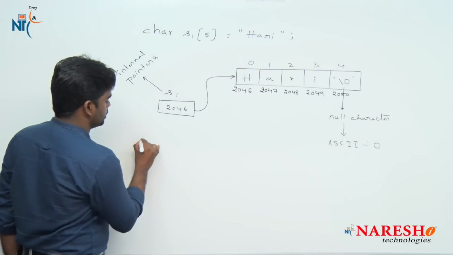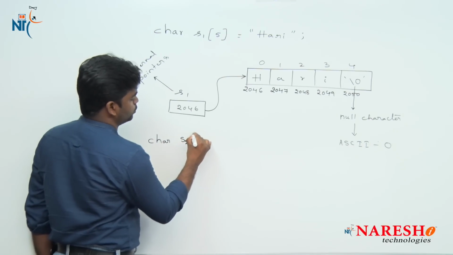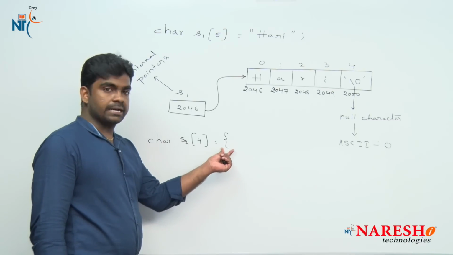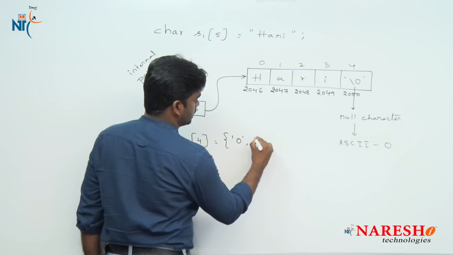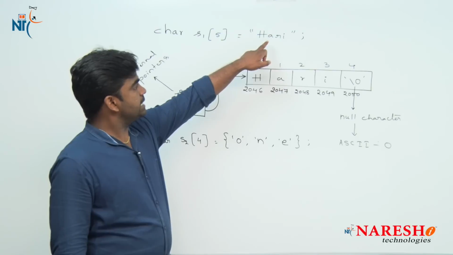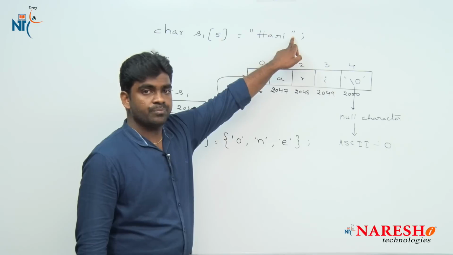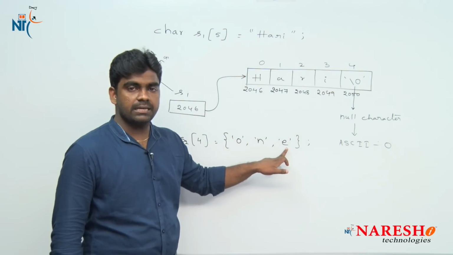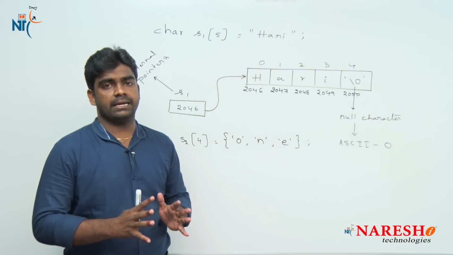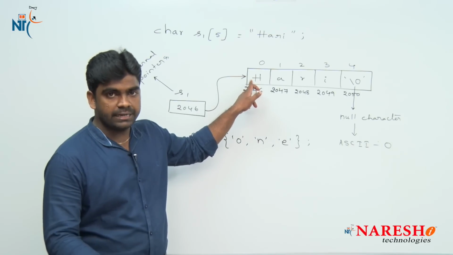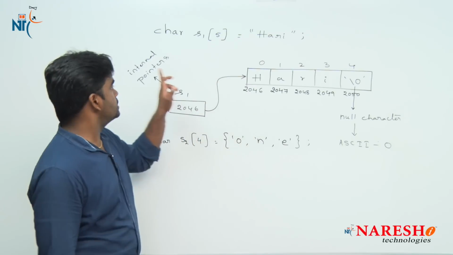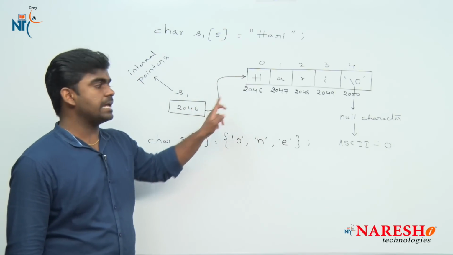In the second case, suppose you want to initialize S2 with size 4. You can initialize character by character also, just like an array, using curly braces. Suppose here it is O N E. This is another way of initialization. In the first, all the characters at a time we assign using double quotes, and here we assign character by character using single quotes. Two ways of initialization. How will the memory be allocated? Each character occupies 1 byte. A string always holds the base address of the block. This is called an internal pointer variable because it holds an address.